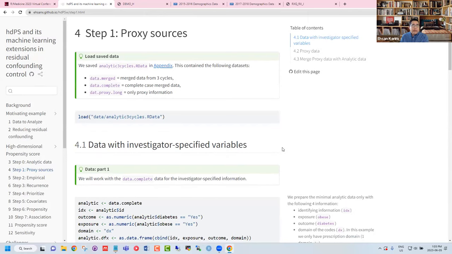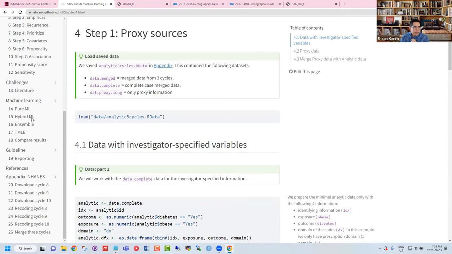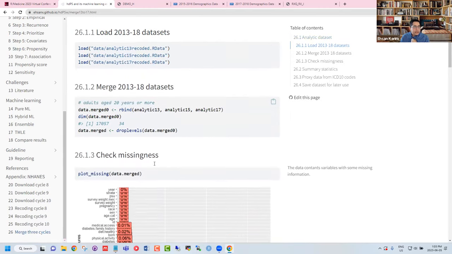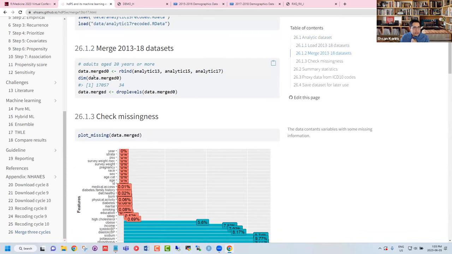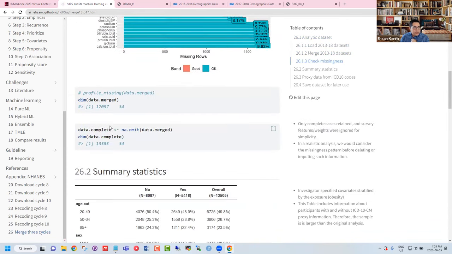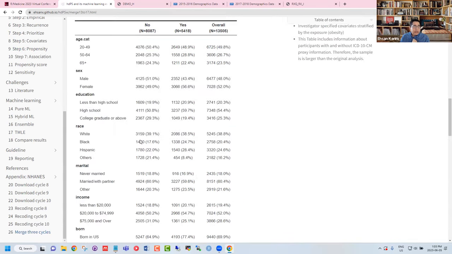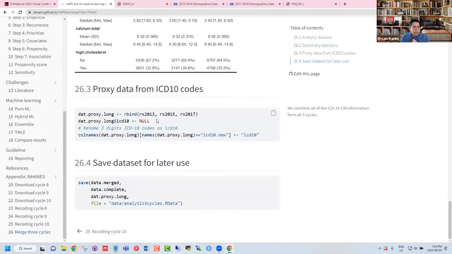Okay, so in terms of the proxy information, the way we obtained it is that, remember, at the very beginning of the workshop, we talked about merging the three cycles. And when we merged the three cycles, we basically created a data set. And we also created a complete case data set for the investigator-specified covariates only, right? We then also talked about the proxy information or the ICD-9 and 10 codes that were available in these three different cycles. And we merged them together to create a data set of proxy information.